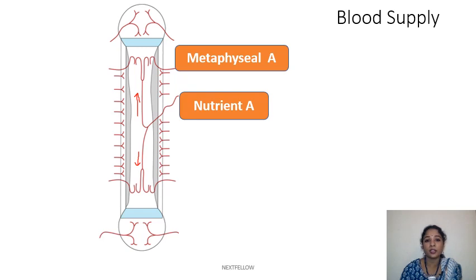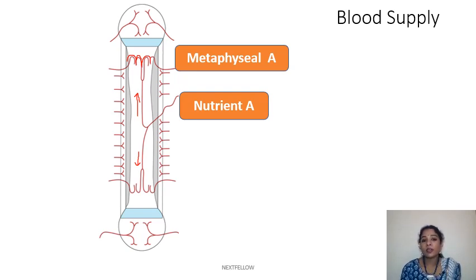From the nutrient artery, each branch divides into a number of small parallel channels which terminate, in the adult, at the metaphysis by anastomosing with the epiphyseal, metaphyseal and periosteal arteries. Here the epiphyseal plate is the growing end, the cartilaginous plate. We can see the metaphyseal artery forming hairpin bends, increasing the vascularity to the growing end.